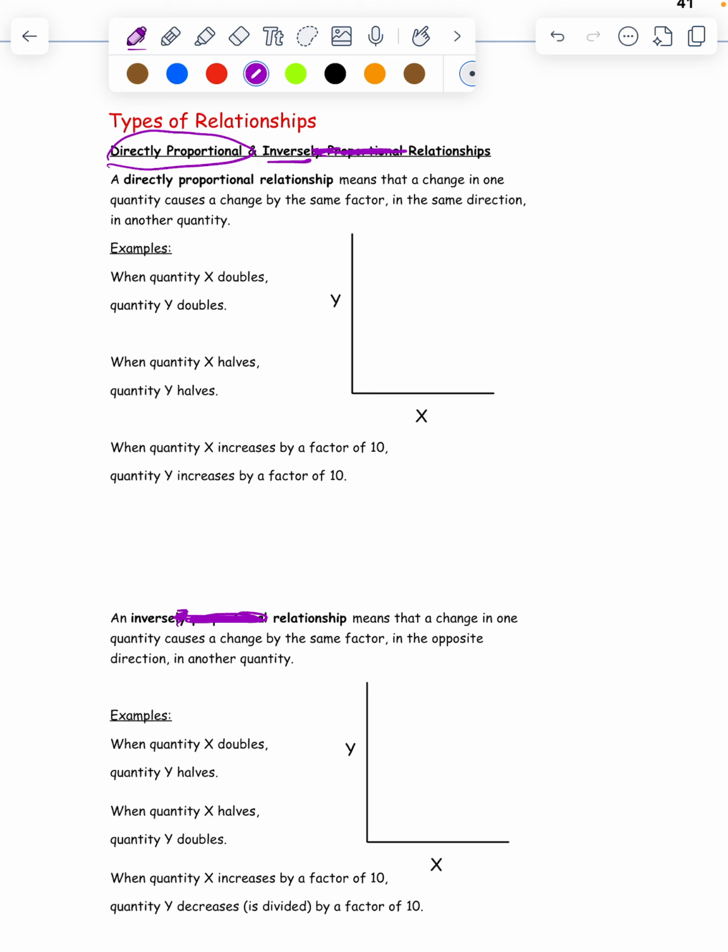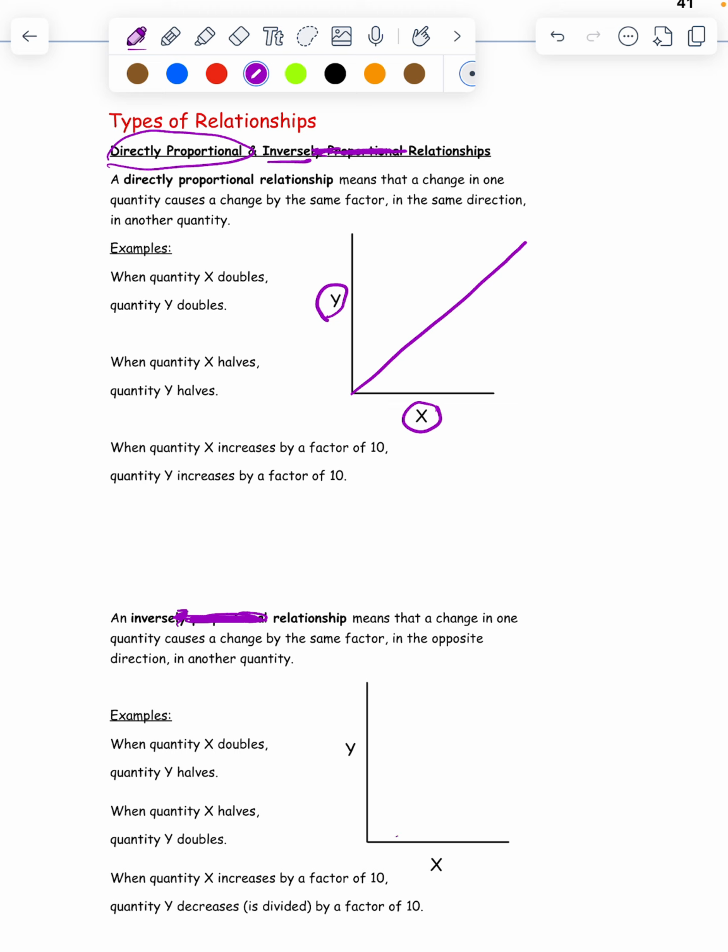When you have a directly proportional relationship, that means that as some quantity x changes, then y will change by the same degree or the same factor. So if x doubles, y doubles. If x halves, then y halves. If you multiply x by 10, y multiplies by 10. And so a directly proportional relationship looks like that, if you see it on a graph. So they change together. In an inverse relationship, when one quantity doubles, the other one halves.